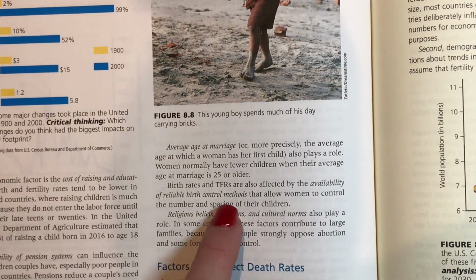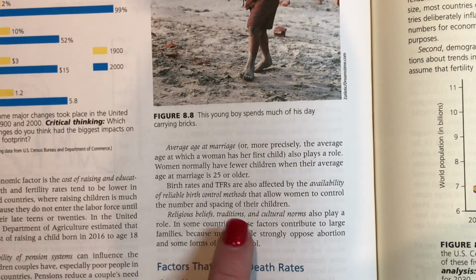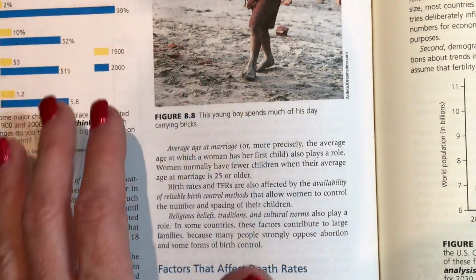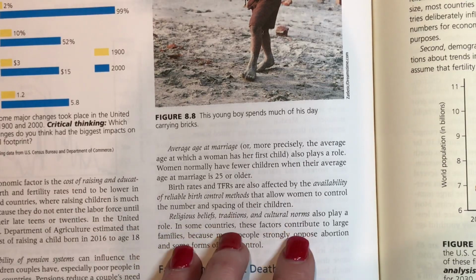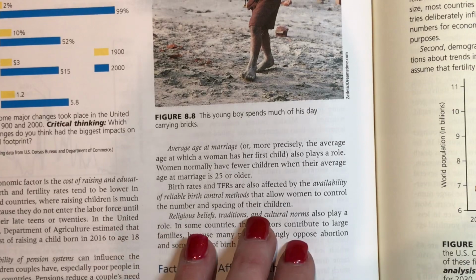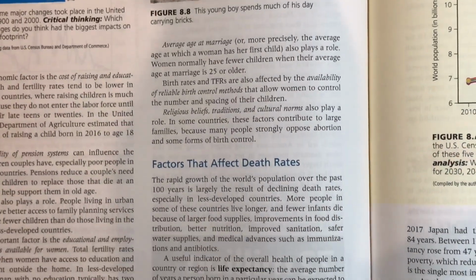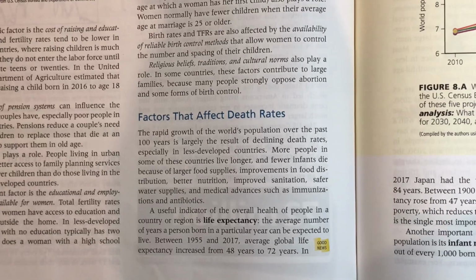Availability of birth control methods. Remember, that's not just contraception, that's also spacing. And then religious beliefs. You need to have all of these other things happening, but if your culture tells you that birth control is bad and having lots of children is good, that's what you do because that's what your values tell you is important.